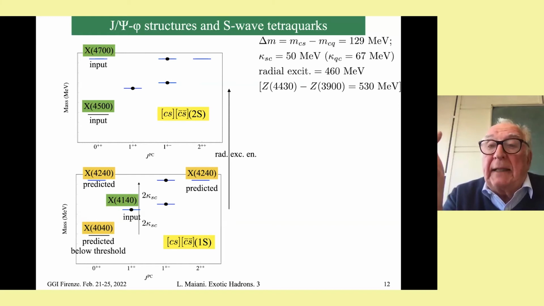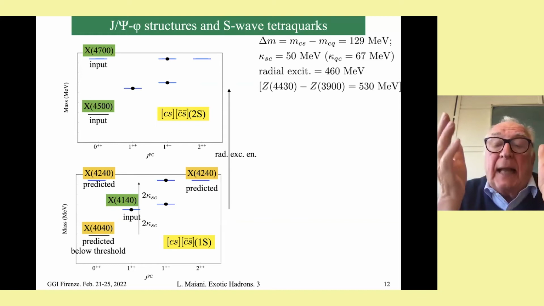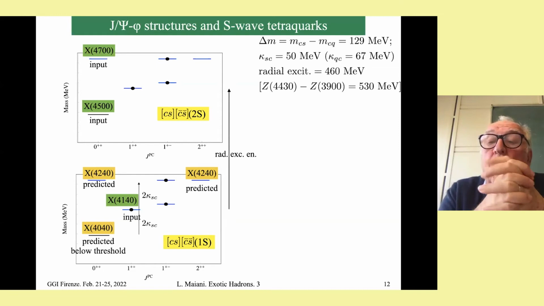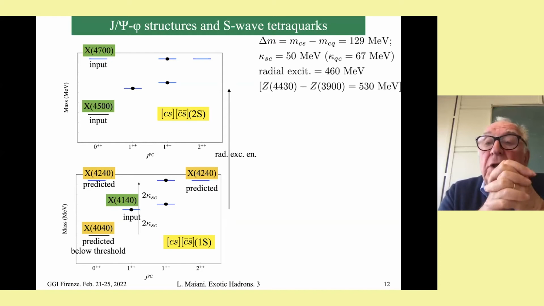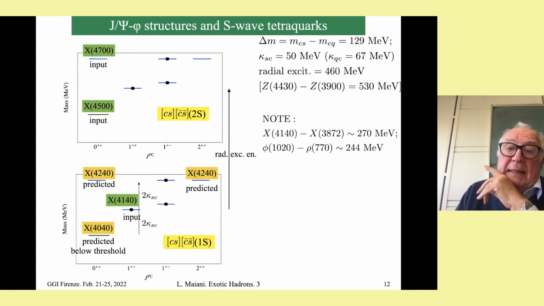And in fact, if you try to fit these particles with the same formula that I gave before, you find that the delta M, that is the difference between the mass of the diquark which has a strange quark and the diquark which has a light quark, is 130 MeV, which is a typical mass difference of strange minus up. And the kappa SC is about 50 MeV. And the radial excitation is 460 MeV, which is not so different from 530 MeV, the difference between the 4430 and those things.